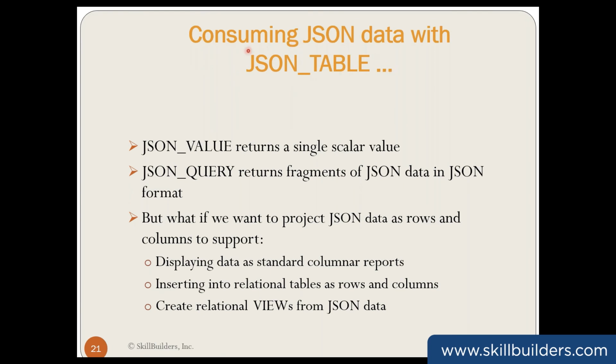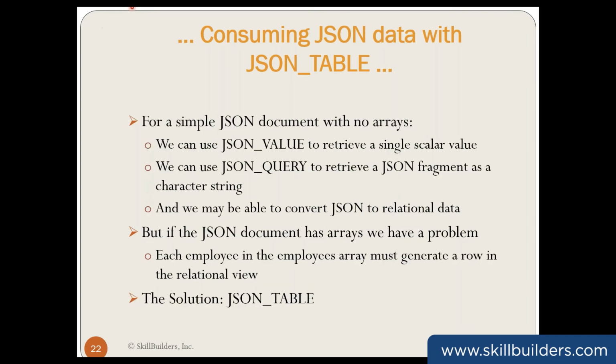But the key thing that I wanted to make sure I get to is JSON table. Now, JSON value gives you a single scalar. JSON query gives you a fragment. But what does JSON table do? It allows you to convert the hierarchical structure of a JSON document into relational data, so you can take that data from your JSON document and move it into a relational database. So what can you do once you do that? You can get standard columnar reports, you can insert it into relational tables, you can create relational views from your JSON data, all really cool things to do. So the solution to that is JSON table.